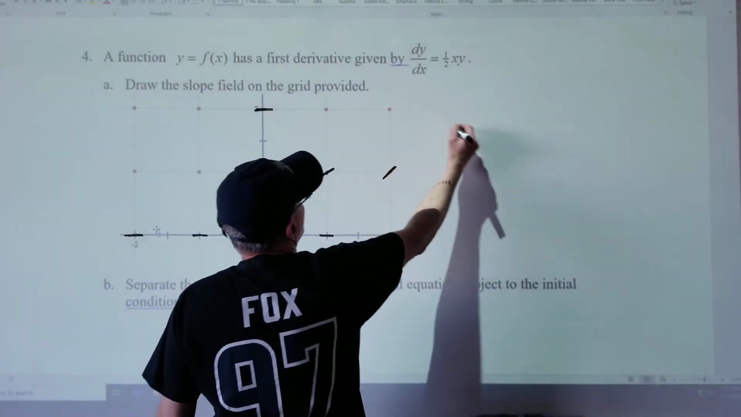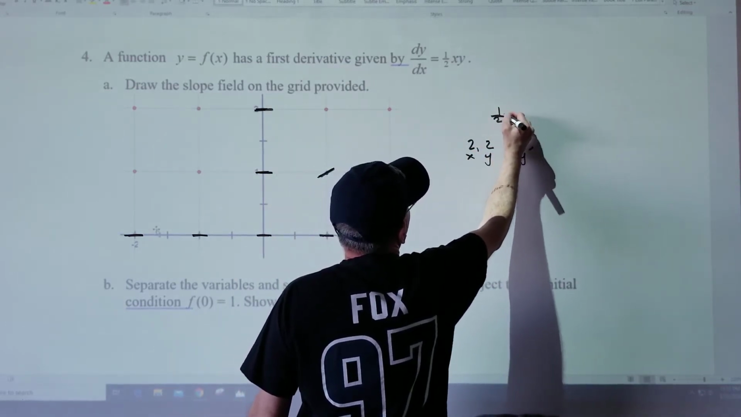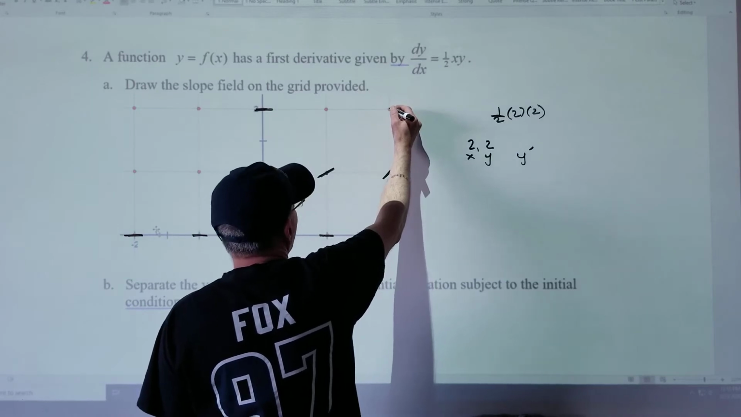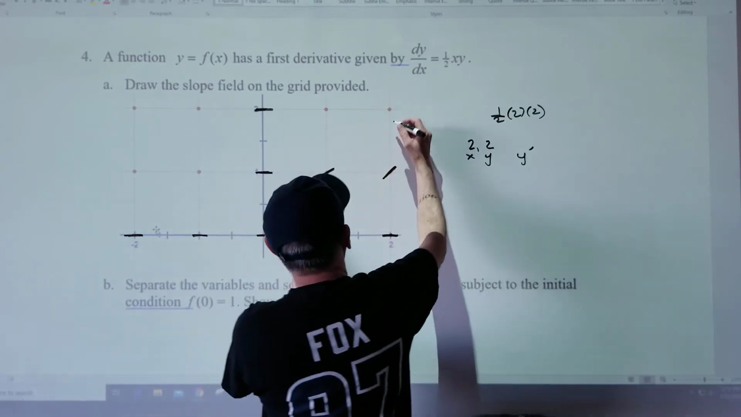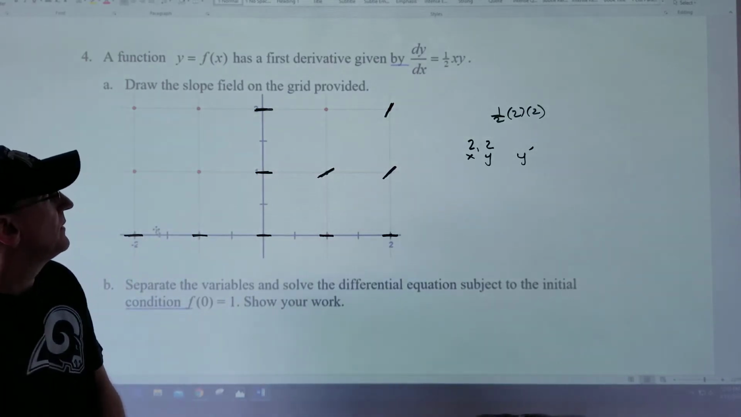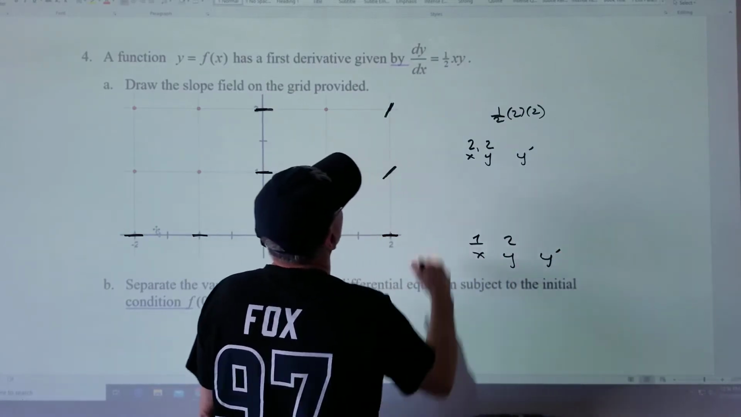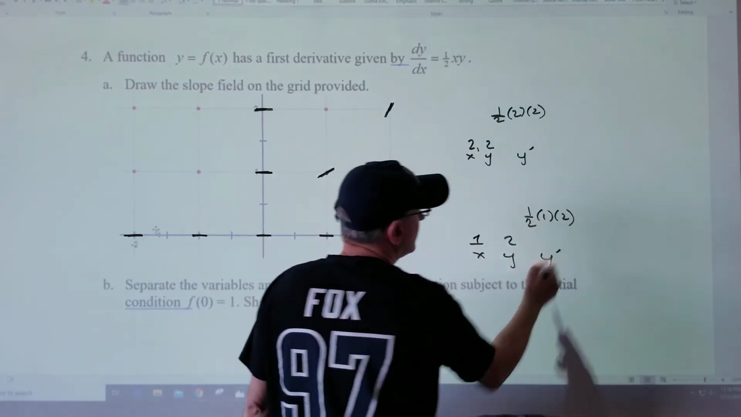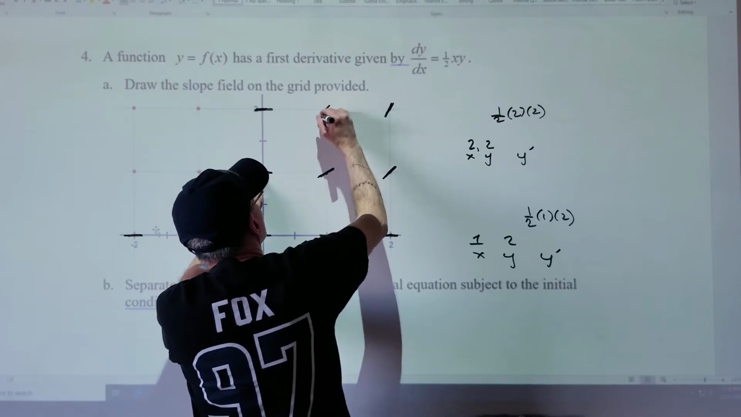Here's another point. It's 2, 2. The derivative is 1/2 times x times y. That's half of 4, and that's 2. And so this is going to be the steepest thing we've seen so far. It's either going to aim at a point way up here, or it's going to aim down at a point over here. And so I would draw it about like this. It needs to be pretty steep. Here's the point 1, 2. The y prime there should be 1/2 times 1 times 2. That just makes 1. So at this point right here, you get a slope of 1, which aims like this.